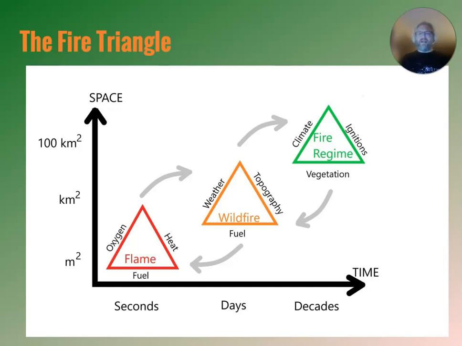Then we've got the climate. So just like weather affects individual fire events, the climate affects the fire regime. So things like how hot is it? How much moisture do you tend to get? How much variability is there in those factors? Right? So climate affects your overall fire regime.